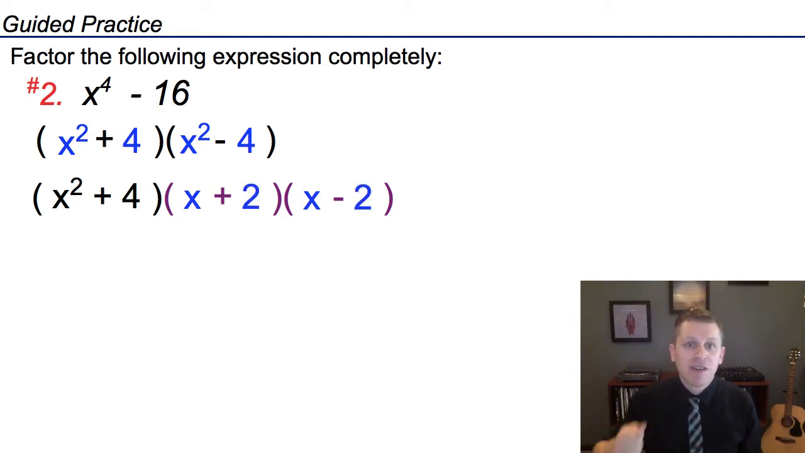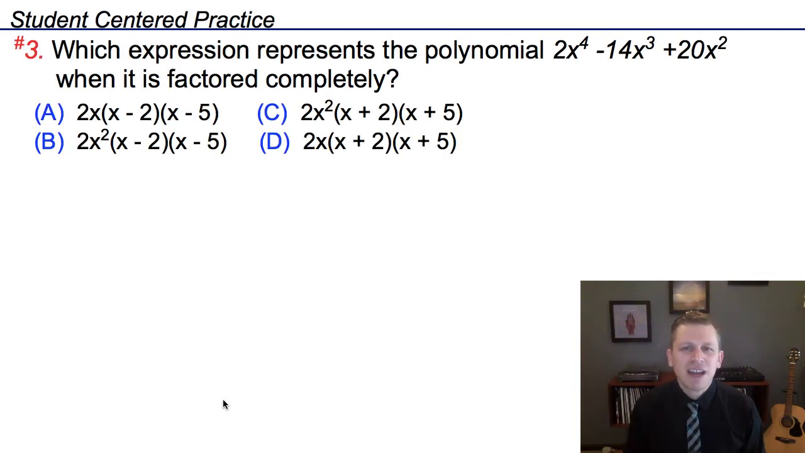This one was a case where I factored by difference of two squares the first time, and then again factored by difference of two squares the second time. Let's try one on our own. See if you can identify the expression that shows this polynomial factored completely.